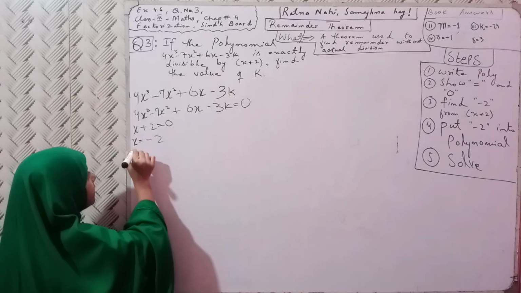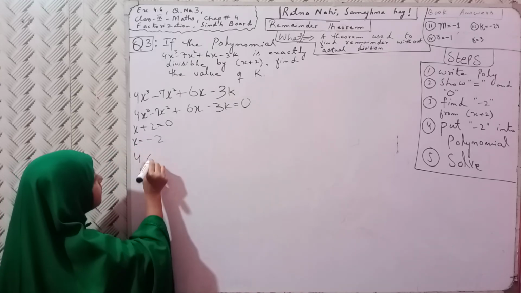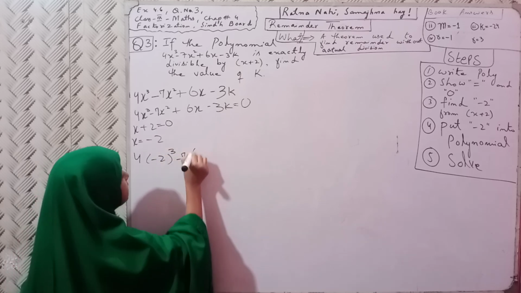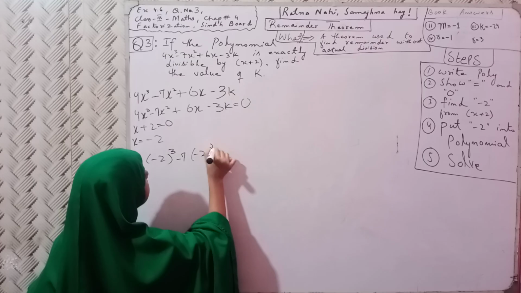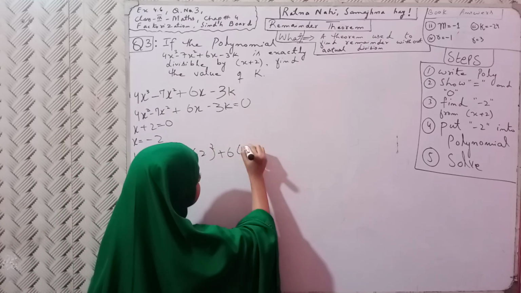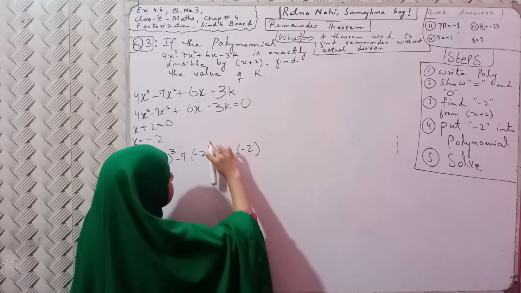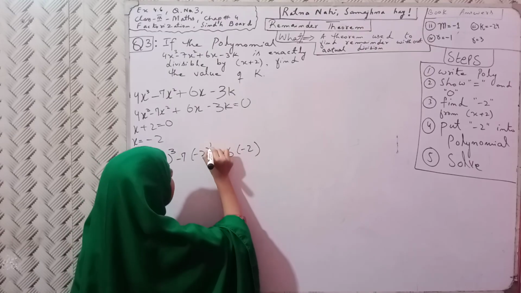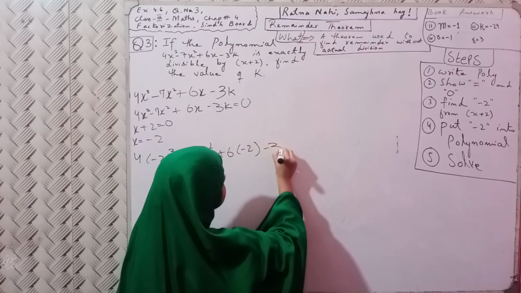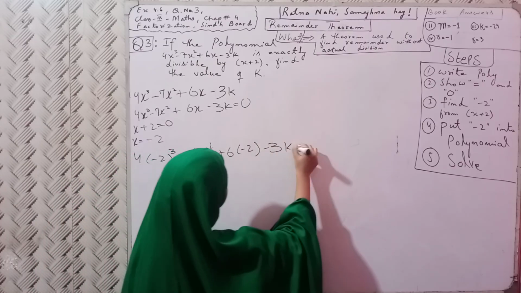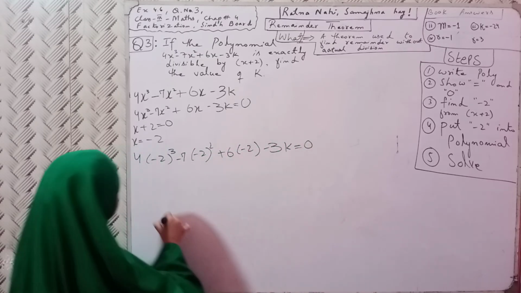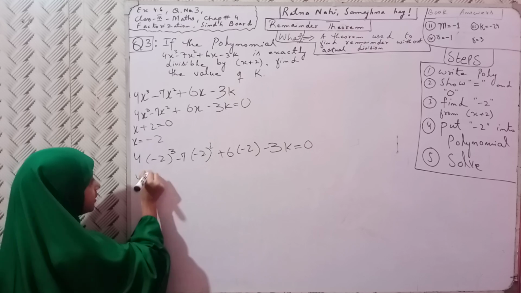So here we will get 4 bracket minus 2 whole cube minus 7 bracket minus 2 whole square plus 6 bracket minus 2 bracket minus 3k is equal to 0. Now fifth, solve. Here we need to solve this.